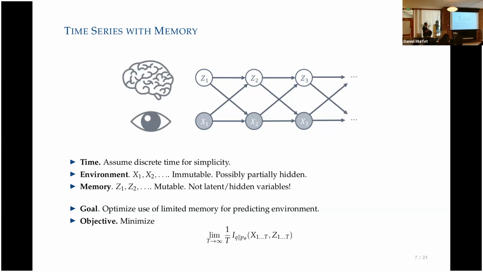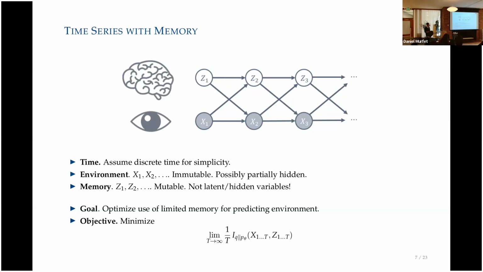Next, I'm going to assume that the environment is encoded in these variables x1, x2, and so on. So x1 will be the state of the environment at time 1. I assume that the environment is immutable, so we are not able to do actions to change the environment. I'm just an observer of the environment. And possibly some parts of x are hidden from me. And that's going to be okay.